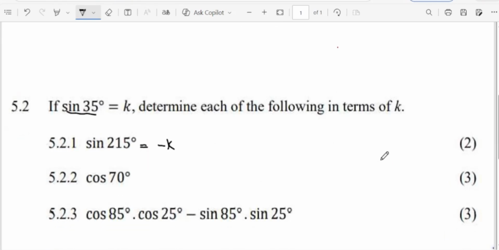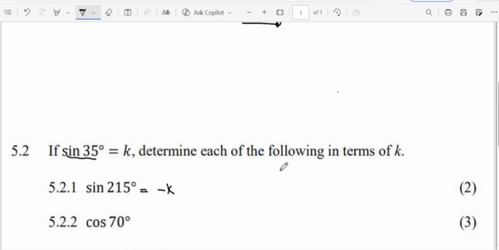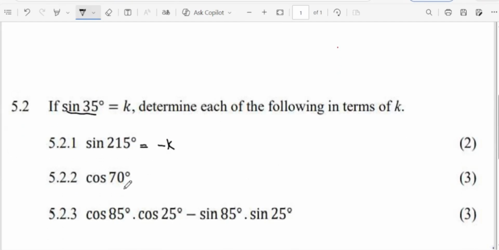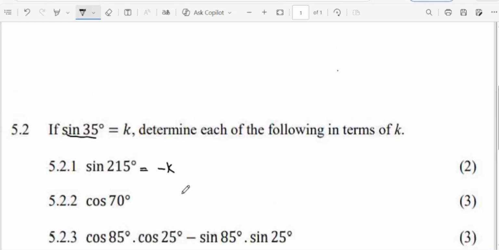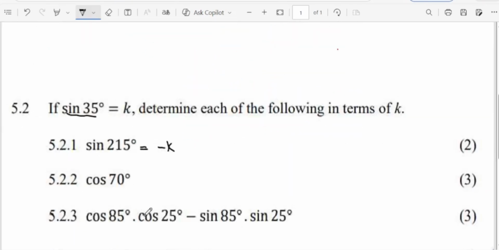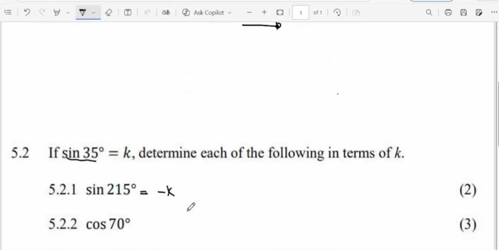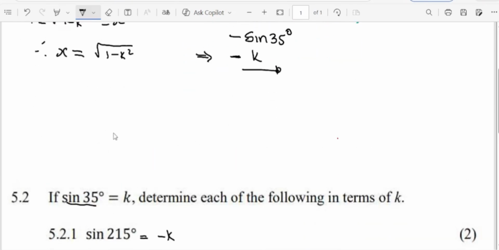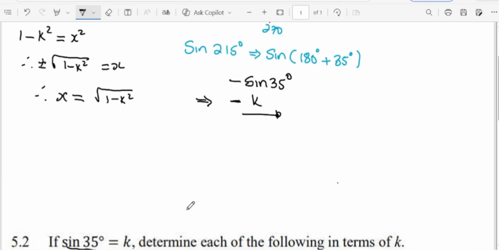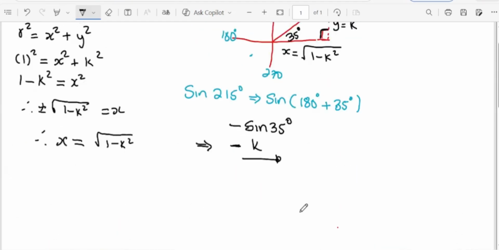Let's look at the next one. They want us to find the cos of 70. And how can we find the cos 70? So what I'm going to do is, if we check this 70, we know that 35 is half of 70. So to answer that question, I'm going to say we are looking for cos 70. This is the answer for 5.2.2. Let's write this down. This is 5.2.1.